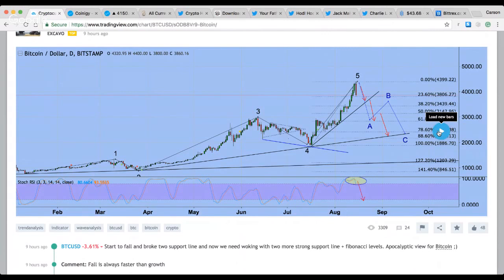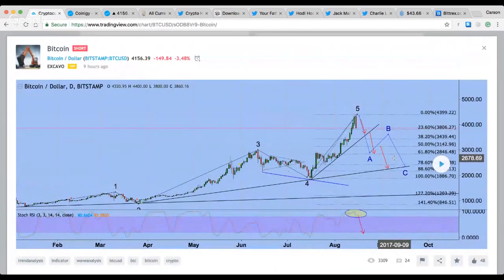There's been large selling pressure in comparison to buying pressure. But this guy thinks it's going to go down to $2,000. I think $2,000 is a stretch. I thought that this morning when it started to break down. I thought $2,000 was going to happen.